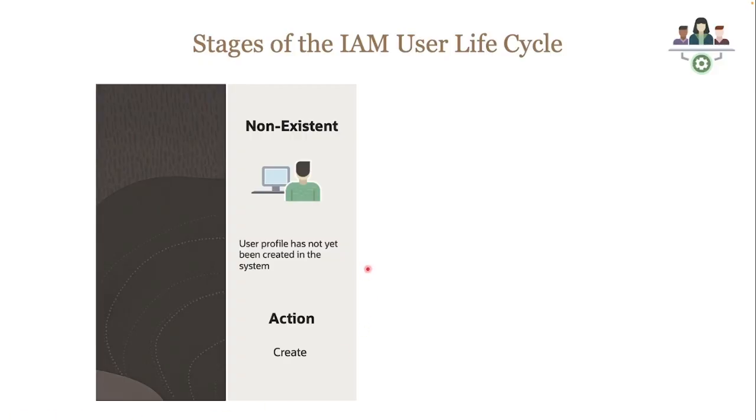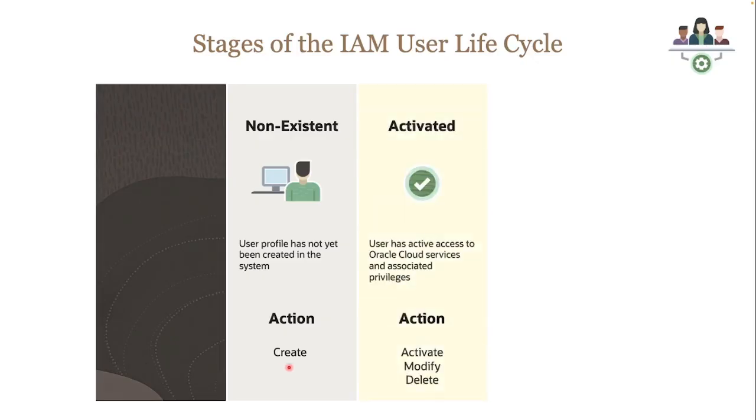Now consider that HR in your organization wants a user profile for a new hire. So you go ahead and create a user account and move that user to the activated stage. You can also create a user and keep that particular user in a deactivated stage if the joining date is of later dates. Once the user is in the activated stage, they have active access to OCI resources and applications based on their associated permissions.